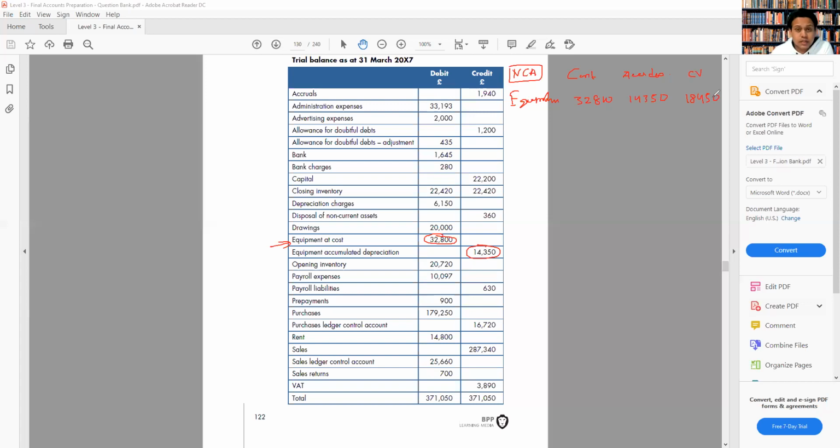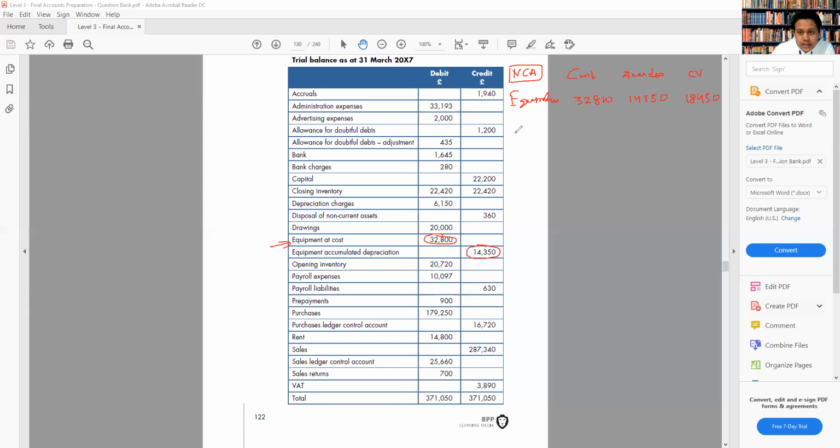Remember, carrying value is not the market value. We are assuming the value we have right now with this asset is 18,450. But in the market, we might sell it for more or for less. That will be the question for the disposal. If we can sell it for more than the carrying value, that will be a gain that comes to the profit and loss account. If we sell for less than the carrying value, that will be a loss that will come to the debit side of the profit and loss account. So that's the only non-current asset we have.